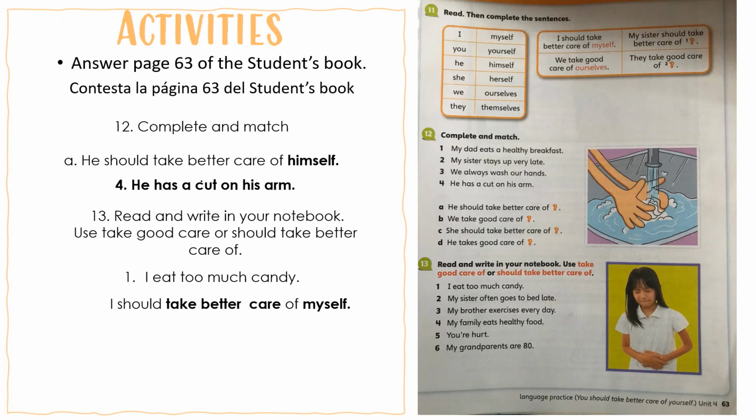Then we have to match with number 1, 2, 3, and 4. In this case, the answer will be the number 4. He has a cut on his arm. So, he has a cut on his arm. For that, he should take better care of himself.